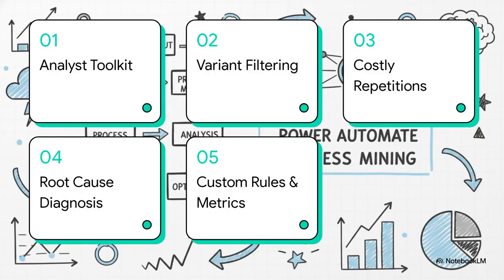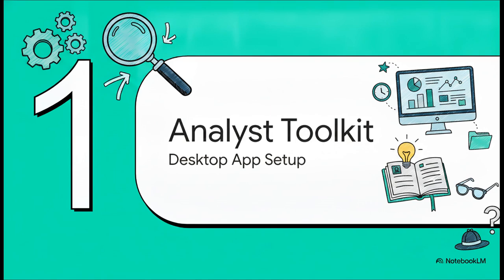Here's our investigative roadmap for today. First, the Senior Analyst Toolkit. Second, filtering for divergent variance. Third, identifying costly repetitions. Fourth, diagnosing the root cause. And finally, custom rules and metrics. Okay, let's kick things off with Section 1, the Senior Analyst Toolkit.